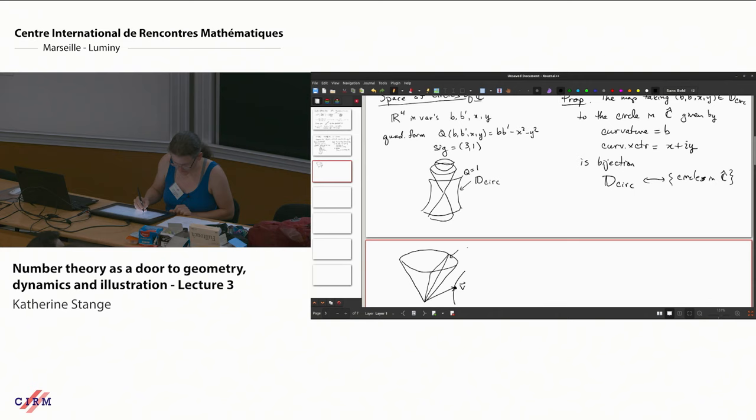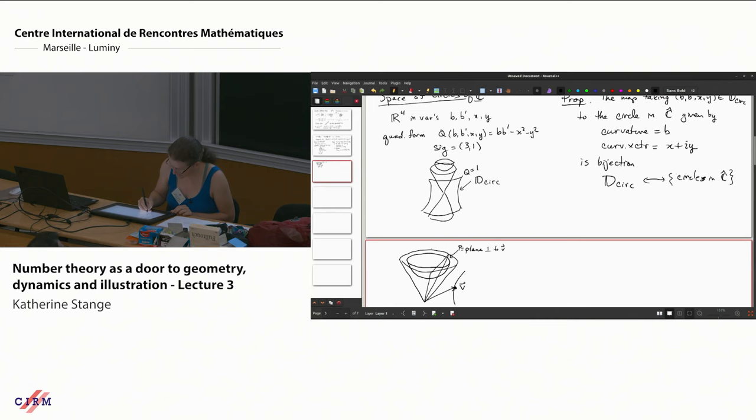It'll be a plane perpendicular to V. V is the normal. Okay. And then what that does is you've got your hyperboloid inside, which you're thinking of. Now remember, this is all off by a dimension, right? So this is the upper half space whose boundary will be the complex plane, right?